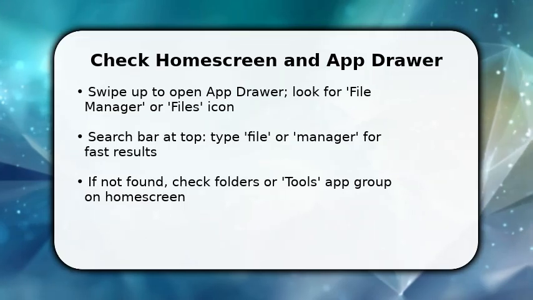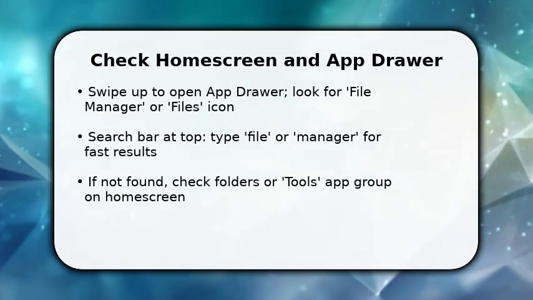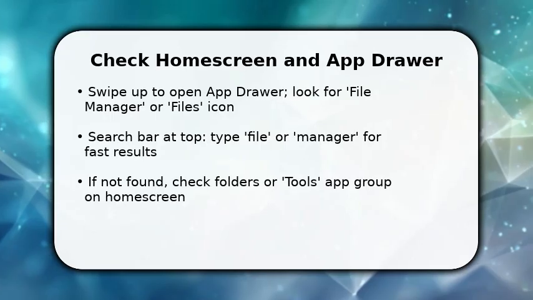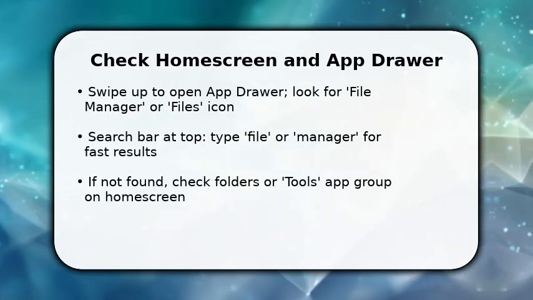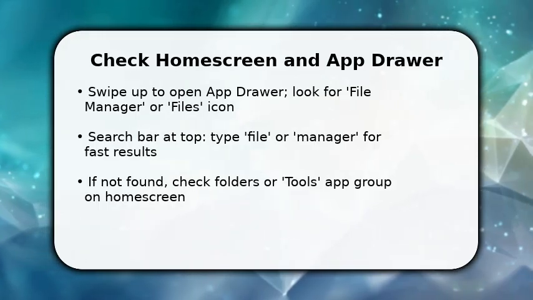Enjoy the video. You start by locating the app quickly. Open your Redmi and swipe up to reveal the app drawer. Once done, use the search box and type File or Manager. This bypasses scrolling and shows exact matches.